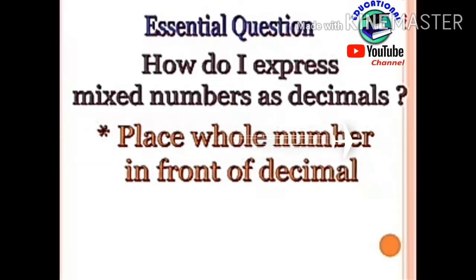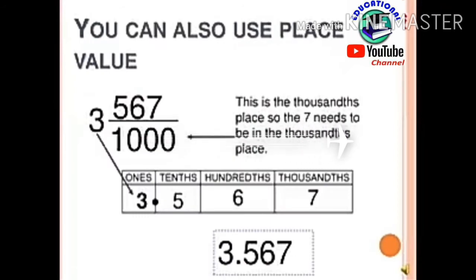Slide 7. Now we have some questions. Place value number in front of decimals. Example number 1. 3 whole 567/1000. This is the 1000th place, so the 7 needs to be in the 1000th place. It is 3.567.